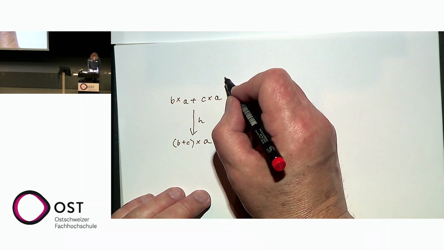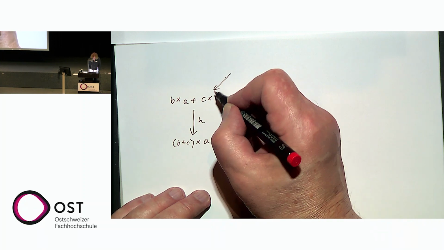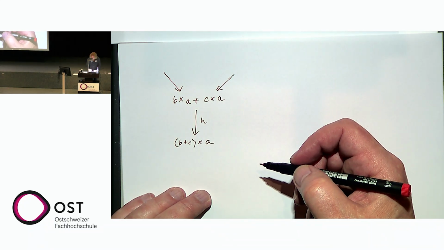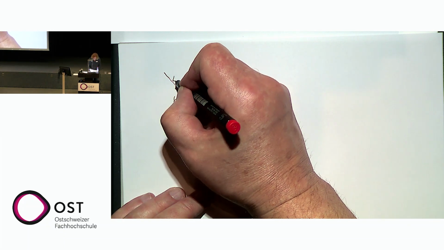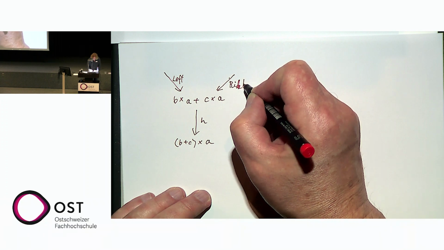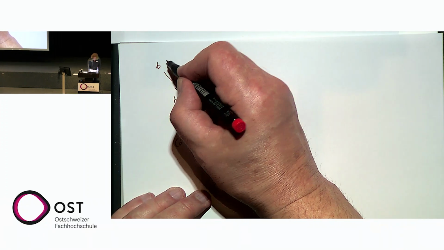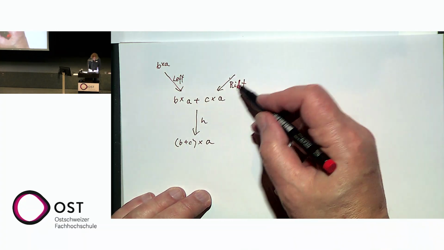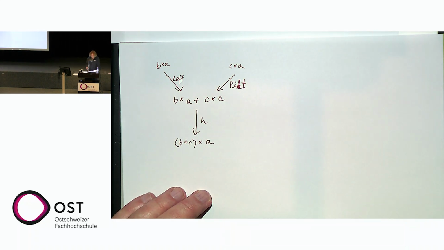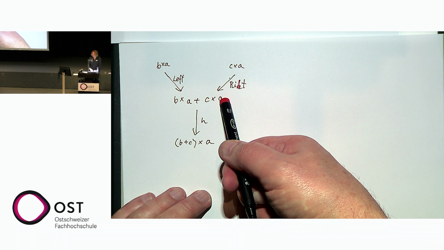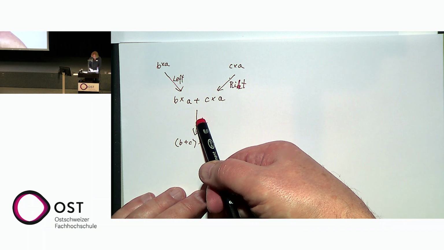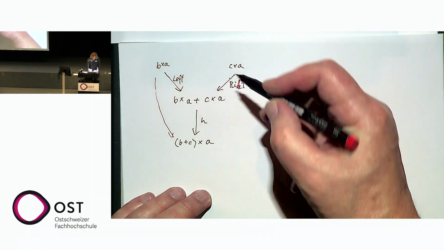So it's a mapping from a sum, right? So I have left and right. This is how I construct it. I construct it from B times A and C times A, right? I'm just looking at this as a sum. So a sum has two injections, left and right, right? In order to define H, I will need these two functions.